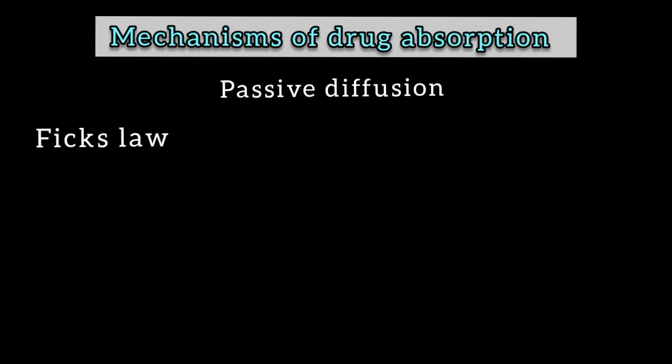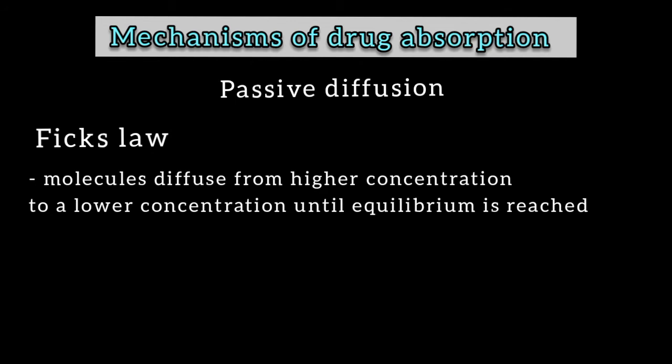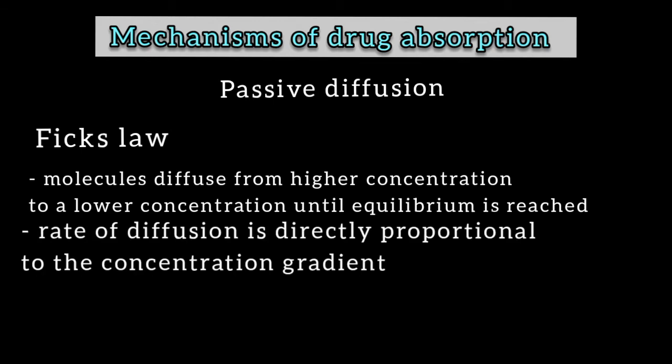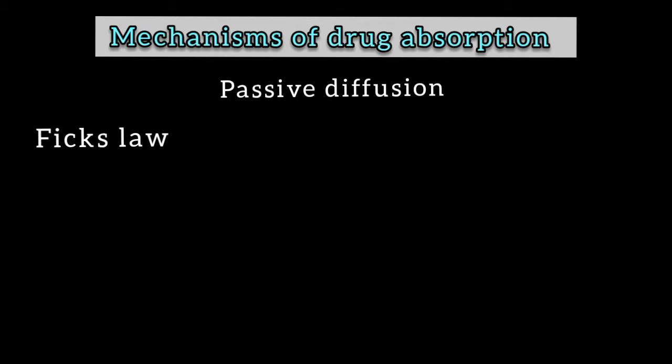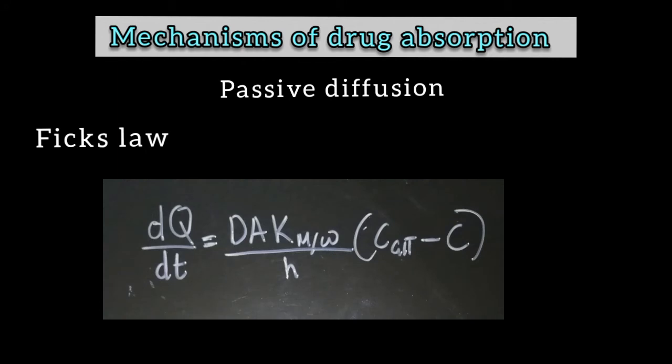Fick's first law of diffusion is used to best express this passive diffusion, and this law states that drug molecules diffuse from a region of higher concentration to a region of a lower one until equilibrium is attained. And also the diffusion is directly proportional to the concentration gradient across the membrane. There's a mathematical equation that represents Fick's law.